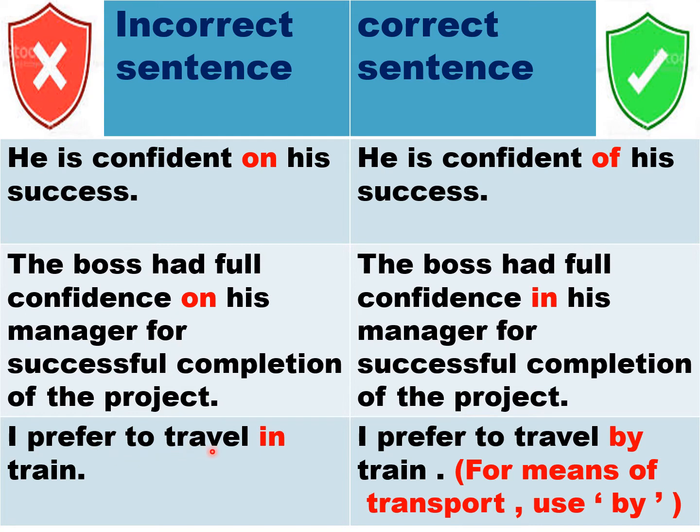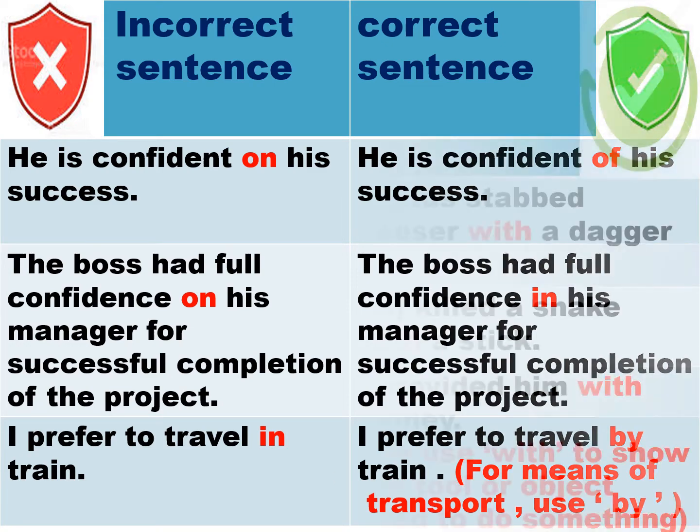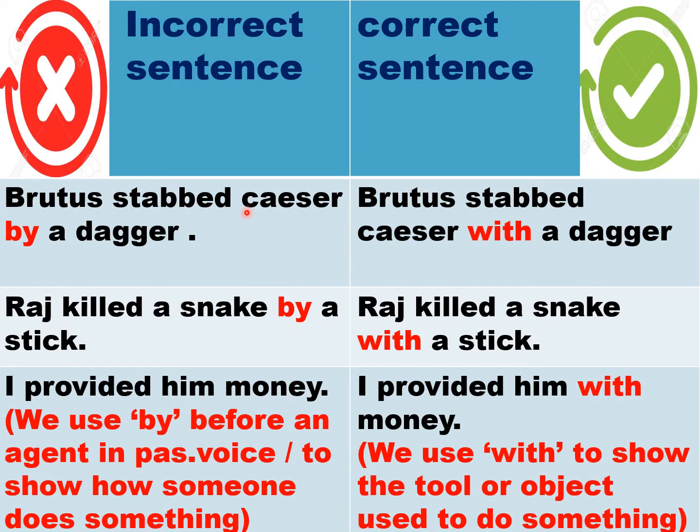I prefer to travel in train. For means of transport, use by. Here we have train, so we must use by. I prefer to travel by train is right. Brutus stabbed Caesar by a dagger. Raj killed a snake by a stick. In both the sentences, we have by. We use by before an agent in passive voice or to show how someone does something.